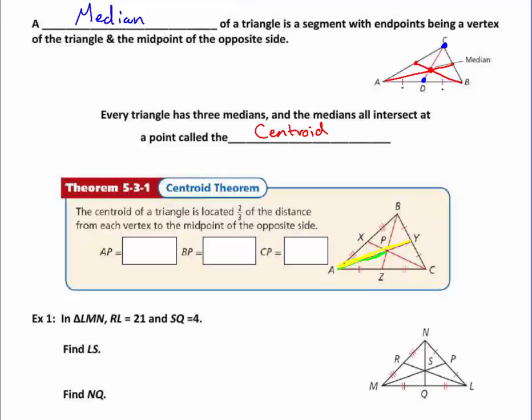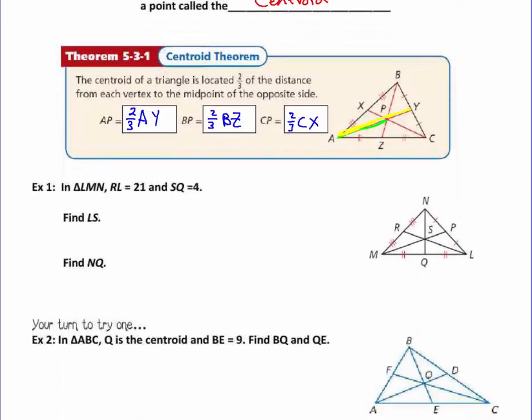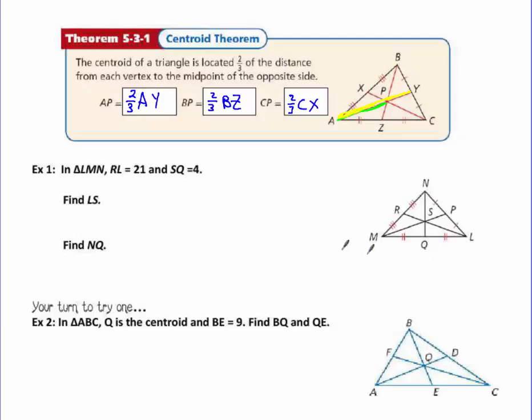So we'll do some quick examples and it'll make a lot more sense. But as far as our picture goes here, AP, so the distance from A to P, is 2/3 the distance from A to Y. The distance from B to P, so BP, is 2/3 the distance from B to Z. And lastly, CP is 2/3 the distance from C to X. We'll take a look at what that looks like in a problem or in an application.